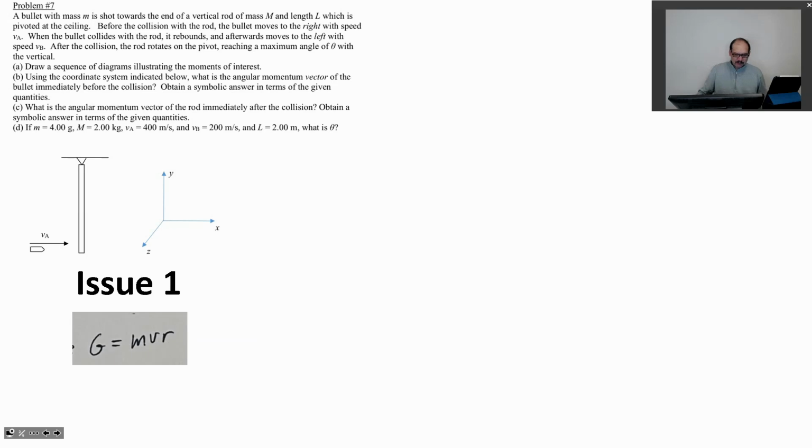I've found two issues in your solution. Number one, of course, when you write the law of conservation of angular momentum, the angular momentum of a system before the collision should be equal to the angular momentum of a system after the collision. And before the collision, there was only one moving object, the bullet.